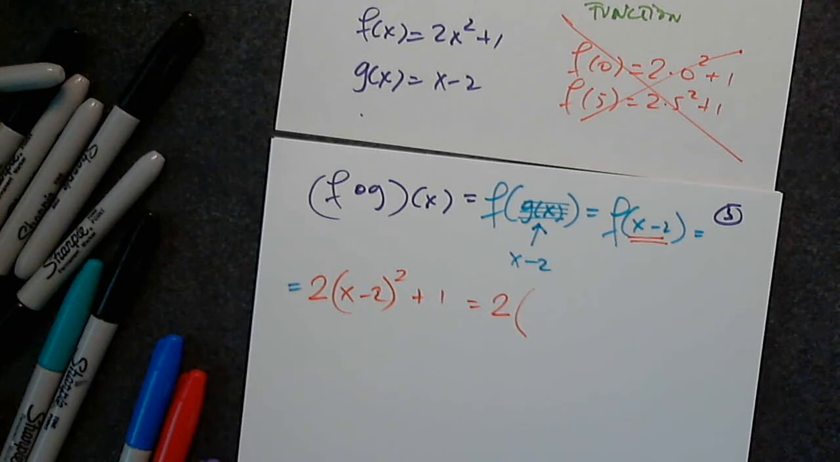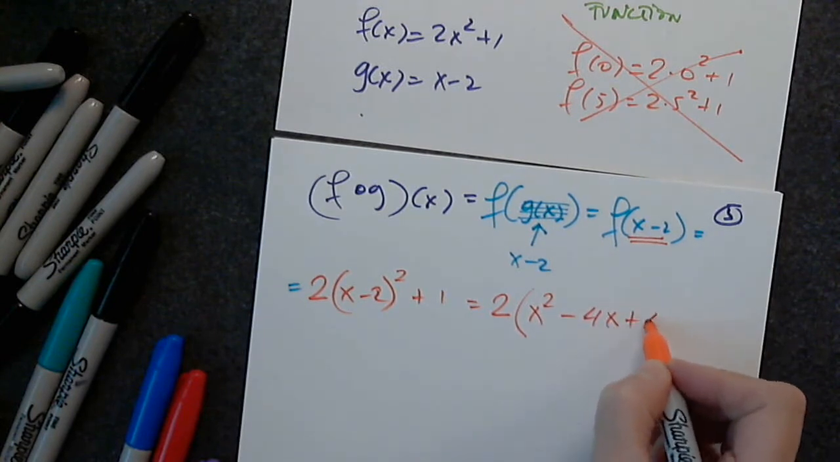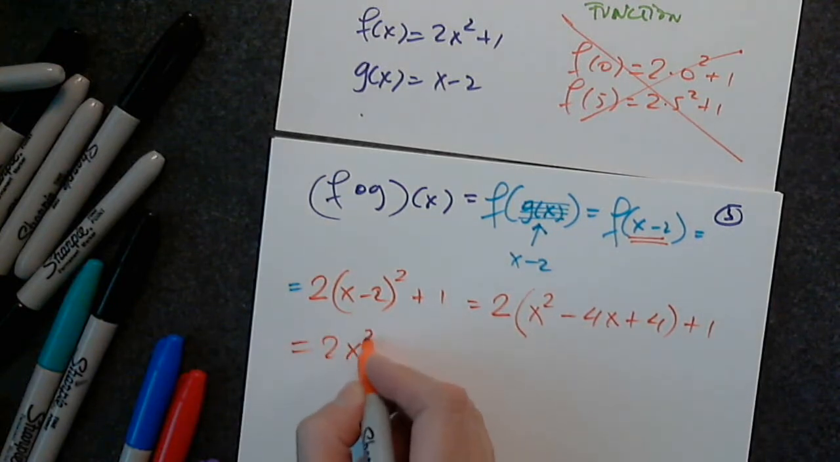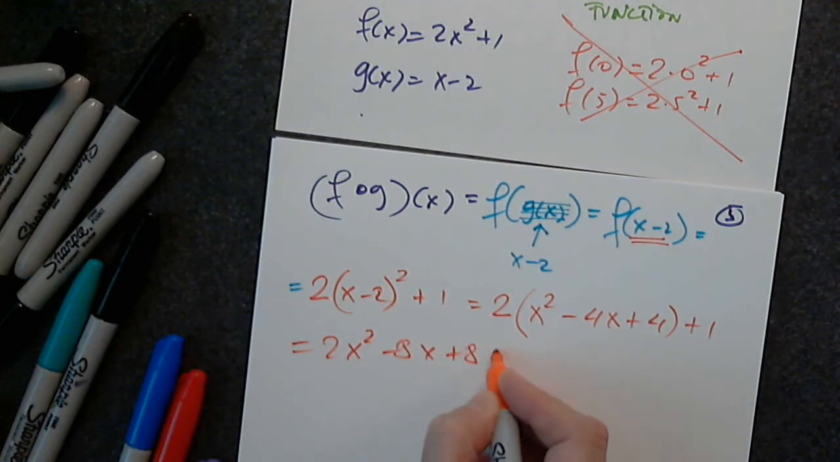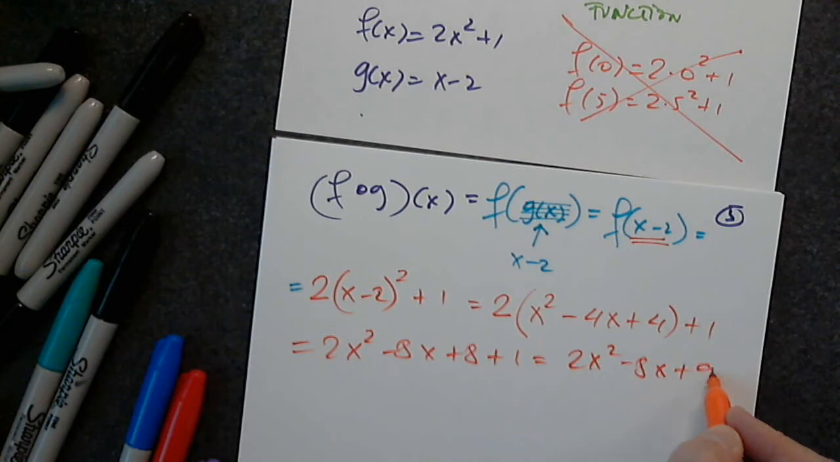Well, the first term is x squared. Yes, very good. And then 2 times the first times the second is negative 4x, plus the second term squared, plus 4, plus 1. Excellent. So this is 2x squared minus 8x plus 8 and plus 1. So 2x squared minus 8x plus 9. This is the function composition of the given functions.